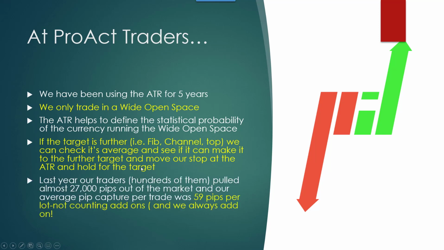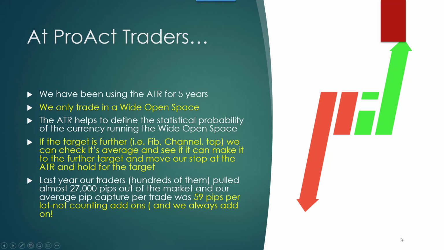Last year, our traders, and that's hundreds of them, pulled almost 27,000 pips out of the market, and our average pip capture per trade was 59 pips per lot. And that doesn't count add-ons, and we always add on. So is your average pip capture 59 pips or more? Wow. So how do we do that? We use the ATR.